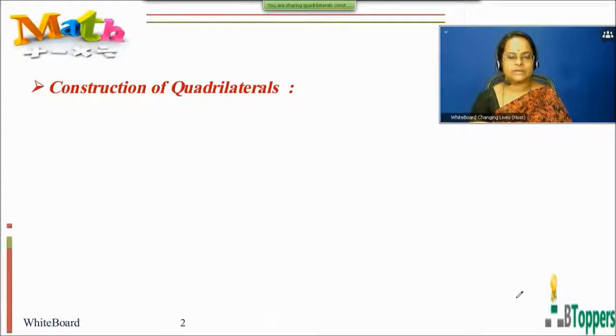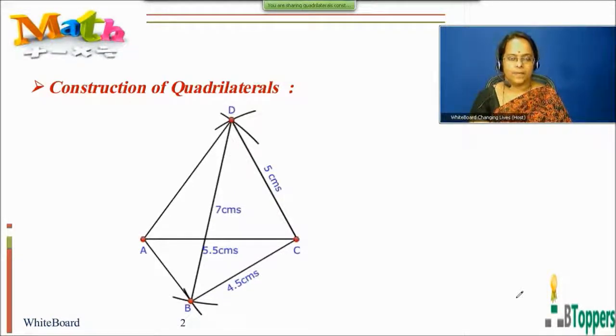Moving ahead with the construction of quadrilaterals, let us take up one quadrilateral in this case here. Now, for constructing quadrilaterals, we require a minimum of 5 measurements, right? Either 2 angles with 3 sides, or 2 diagonals with 3 sides, or any other combination of it. Okay? Now, in this case, this is a rough sketch of the quadrilateral which we are going to take up.